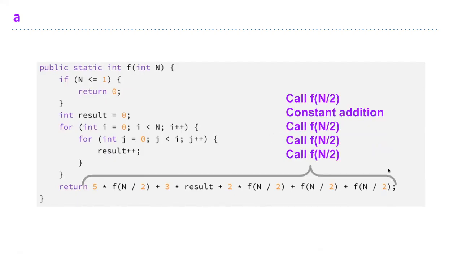So onto the actual recursive calls, we see that we have a call to f of n over 2, a constant addition here, another call to f of n over 2, another one, and another one. So in total, we have 4 calls to f of n over 2. And I should also point out that if you multiply by 5, or if you multiply by 2 here, those don't affect the actual number of calls that we get. Those are just taking the results of the call and doing a constant time multiplication.